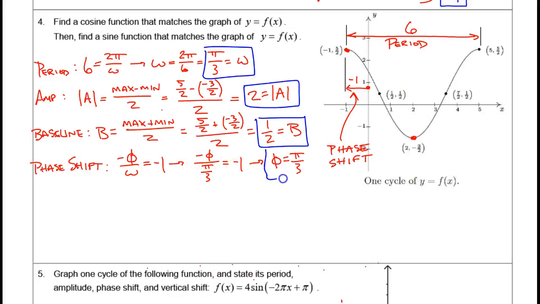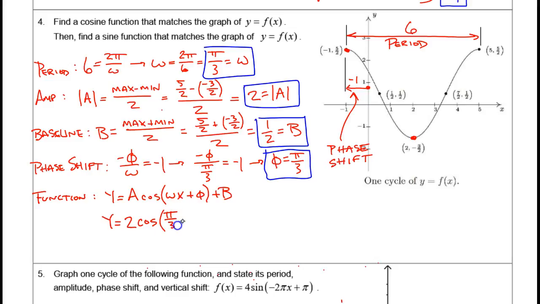So we now have all the different values we need to write the cosine function for this graph. Remember, the function is going to look like this: y equals capital A times the cosine of omega x plus phi, all plus b. So let's substitute in the values we know. Y equals 2 times the cosine of pi over 3 times x plus pi over 3, all plus 1/2.